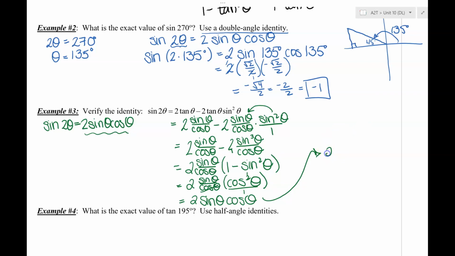So I'm going to write my, oh my gosh, why do I keep writing a 2? Okay, I'm going to write my final statement. Sine of 2 theta is equal to sine of 2 theta.